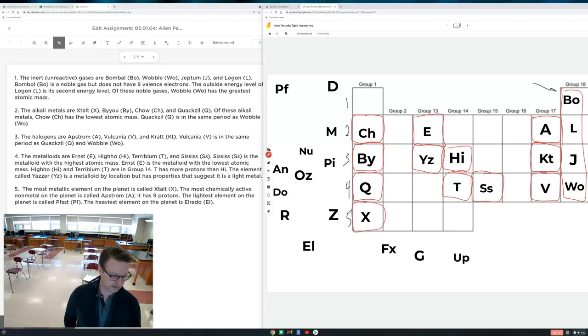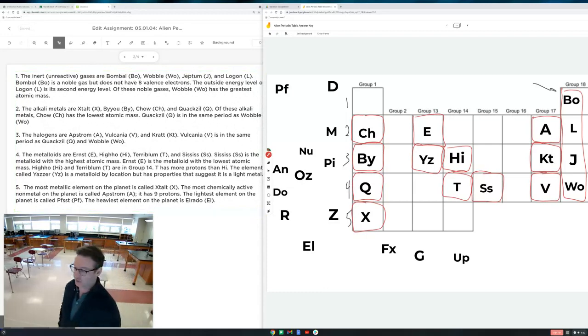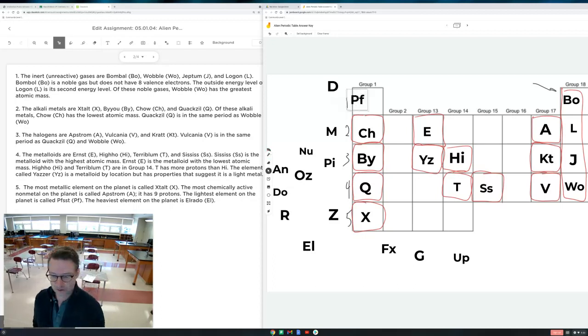And it also told us it has 9 protons. Whoops. So the 9 protons means it's the 9th element. And if you count across, that's element number 9 for A. The lightest element is PF. The lightest element is hydrogen, the very first element on the table. So that tells us we can put that in and we can lock that in.